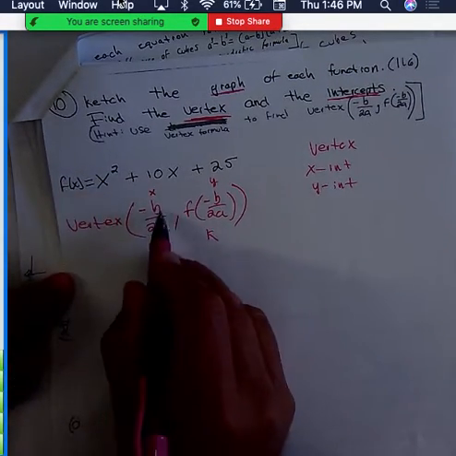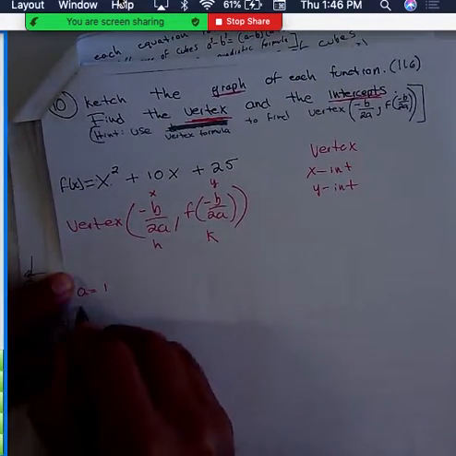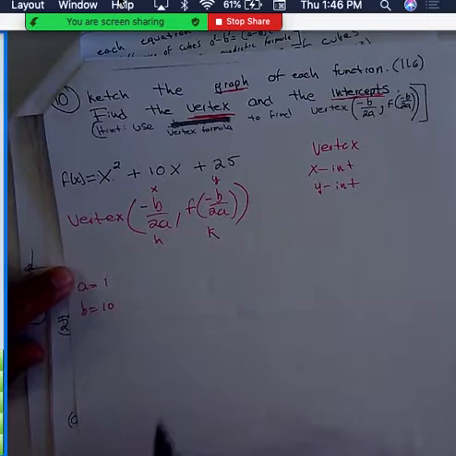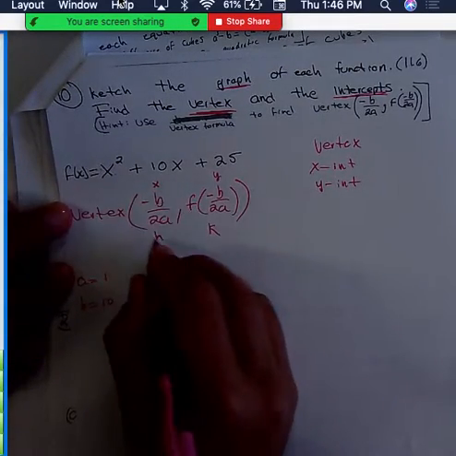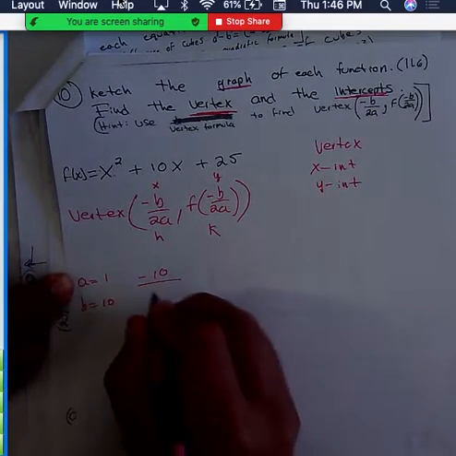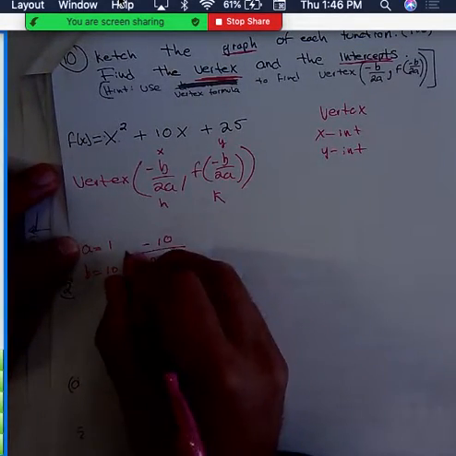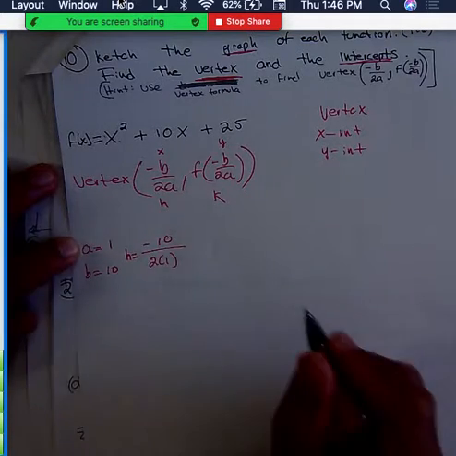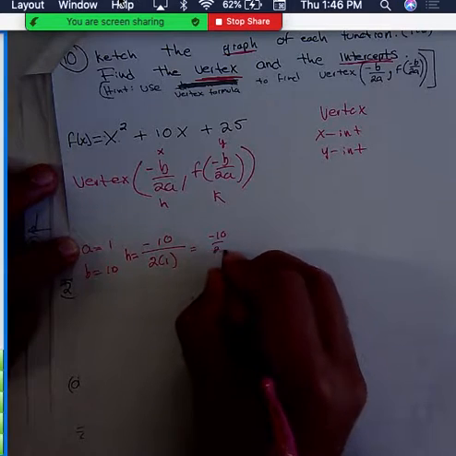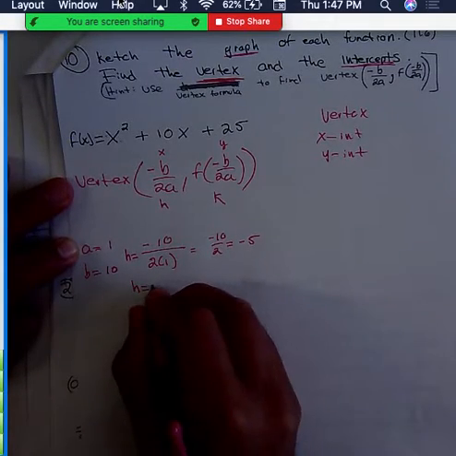So let's find, we only need b and a from this. So we know a is equal to 1, and we know b is equal to 10. That's it. We don't need anything else. So the x value or the h value of the vertex would be negative 10 over 2 times 1. I'm gonna name it h. So this would be negative 10 over 2, which is negative 5. So the h is equal to negative 5.